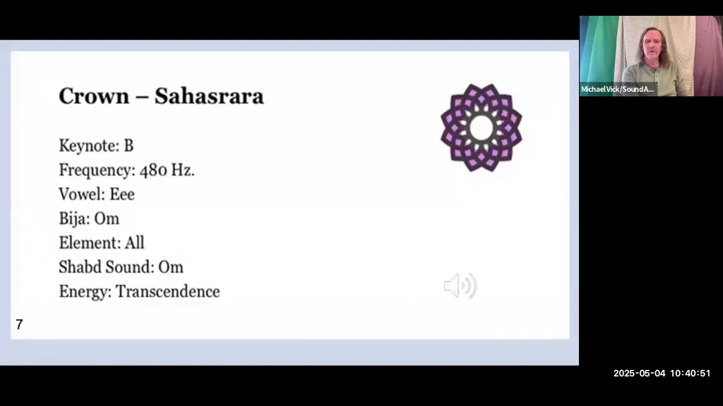And the crown, you transcend. This is the transcendence that we all want. If you can't get enlightenment because the world's too noisy, you transcend that to gain enlightenment. If you sit in between the noise and try to get enlightenment, maybe you could do it. Good luck. And this is B at 480 hertz.